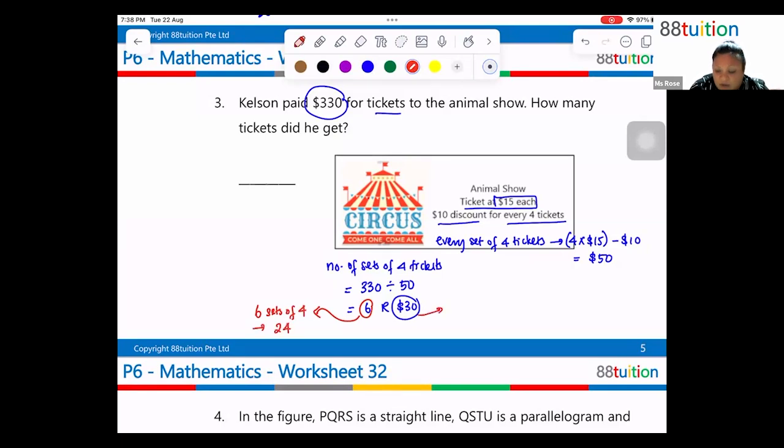With this $30, how many tickets can you get? You can get 2. So that means the total number of tickets that Kelson bought, how many he got? A total of 24 plus 2 to give me 26 tickets. Okay, so that's a total of 26 tickets. Question?